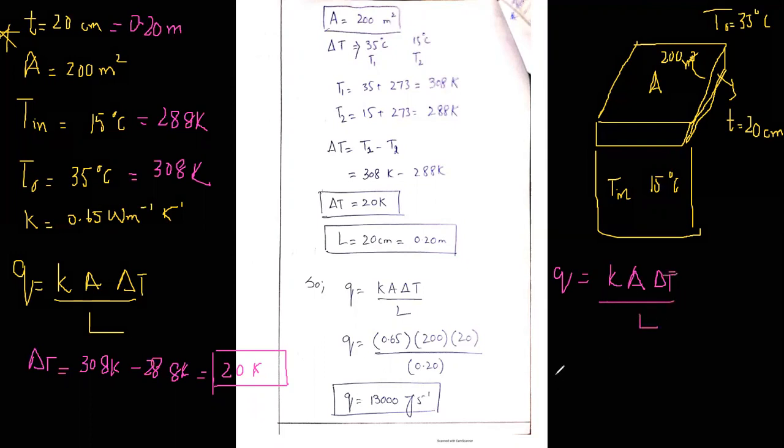So Q equals K, which is 0.65, the area is 200, delta T is 20, and the length is 0.20. By putting this in, we find the value of the heat transfer. This is the second case we completed.